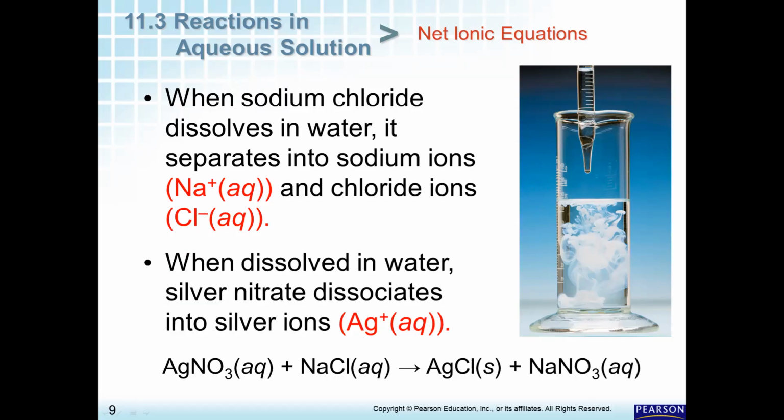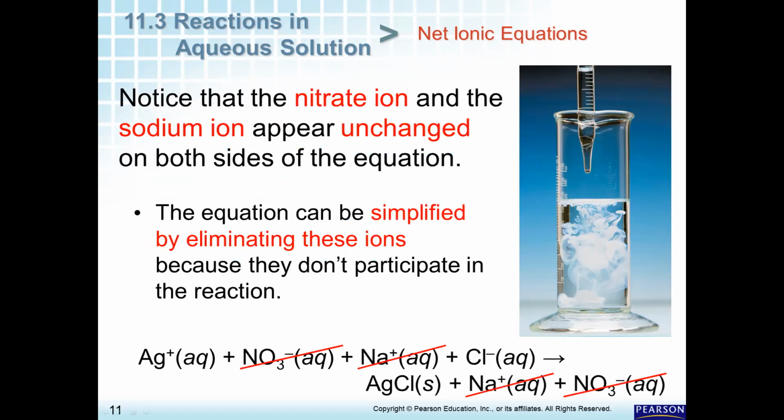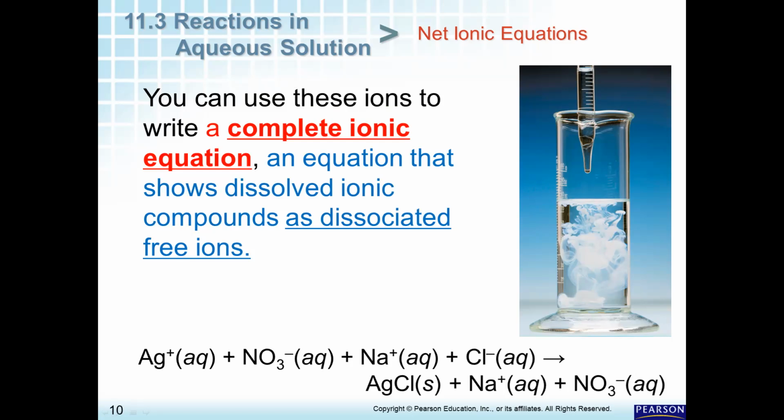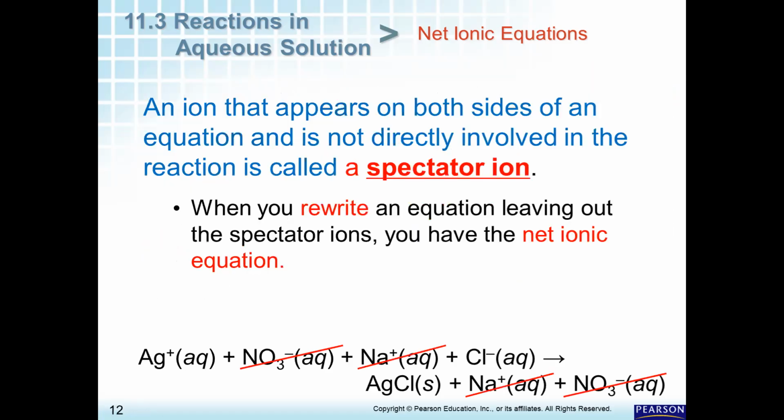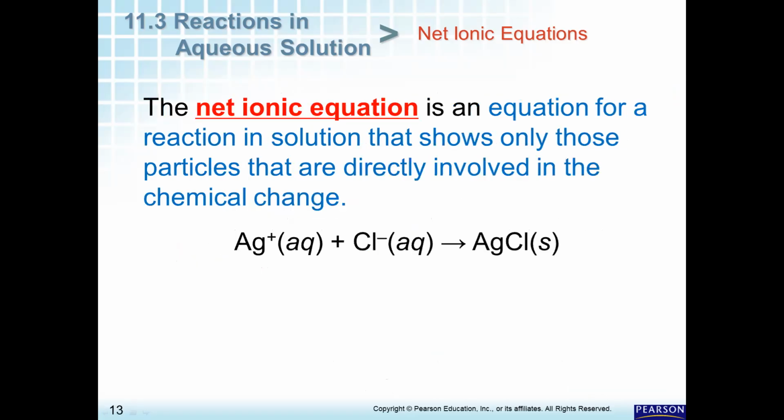Then after you have this kind of equation, which we call the complete ionic equation, you remove the spectator ions. So what is the definition of spectator ions? Again, they are the ones which appear on both sides without getting changed, or without being directly involved in the main chemical reaction, which is the formation of AgCl. So that's why we can remove them and we end up with this kind of equation.